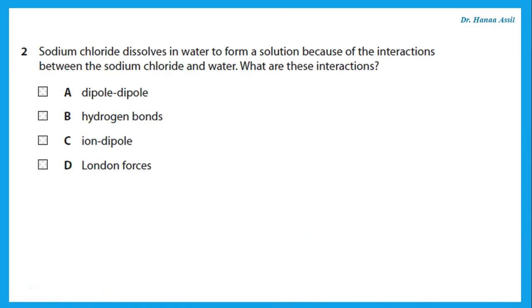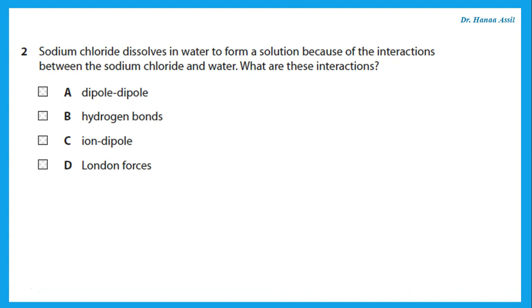Sodium chloride dissolves in water to form a solution because of the interactions between sodium chloride and water. What are these interactions? When sodium chloride dissolves in water, you should know that sodium chloride is ionic. So what kind of interactions are there between the sodium chloride ions and the water molecules? Is it dipole-dipole? Well, when do we have dipole-dipole?